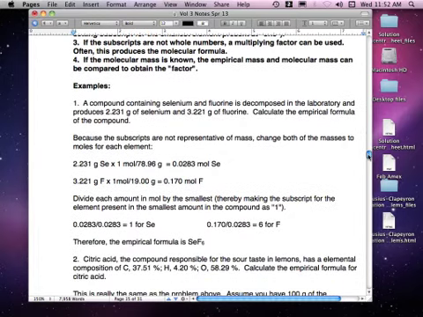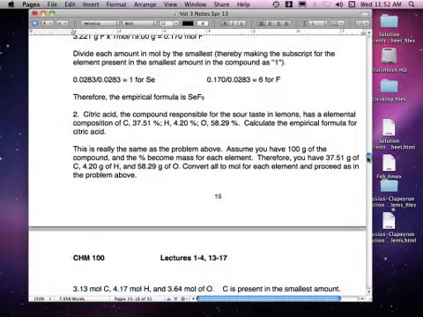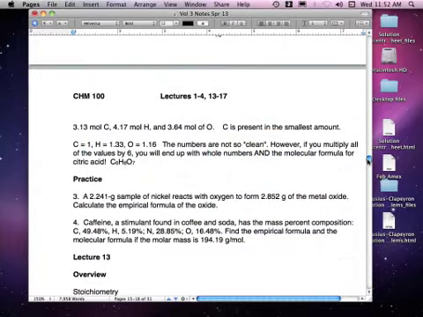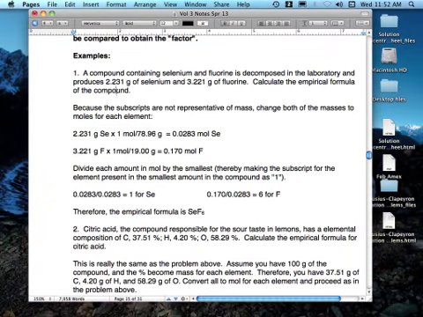So here's an example, walking you through it, and then there is another example walking you through it, and then we'll do 2 ourselves. Let's walk through these together. So I'm given some grams. It looks like this is lab data, and I want to know what's the empirical formula.